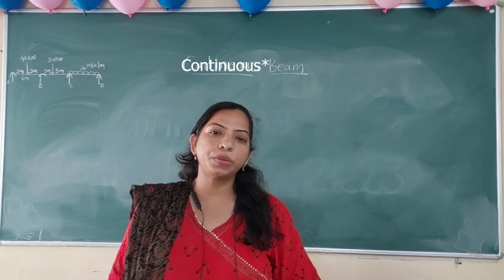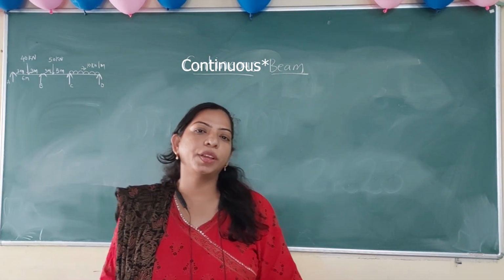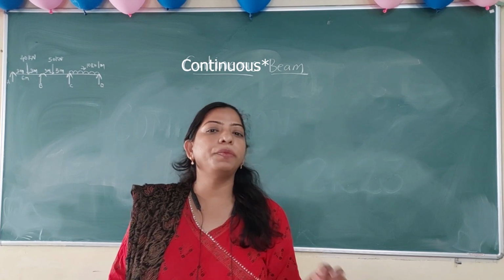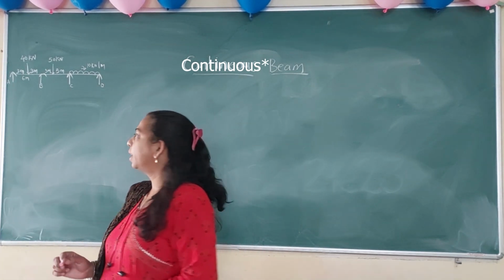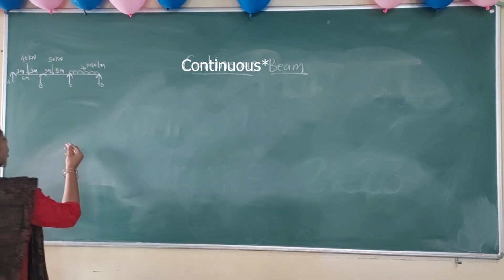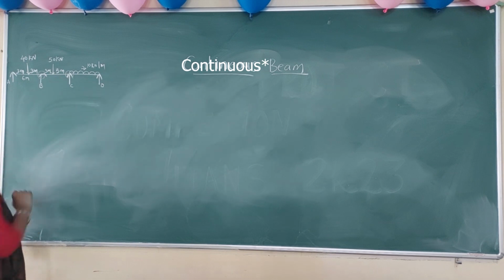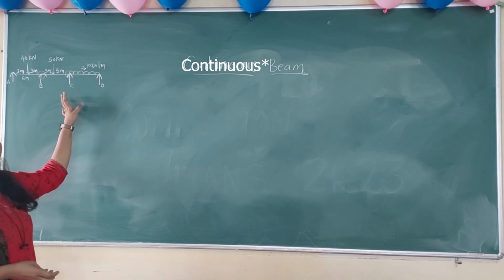Now we are going to start with continuous beam. A continuous beam is a beam which is supported on more than two supports. The beam which rests on more than two supports is called a continuous beam. There will be a hogging bending moment at the intermediate supports due to this continuity, and this continuous beam is solved by Clapeyron's theorem.